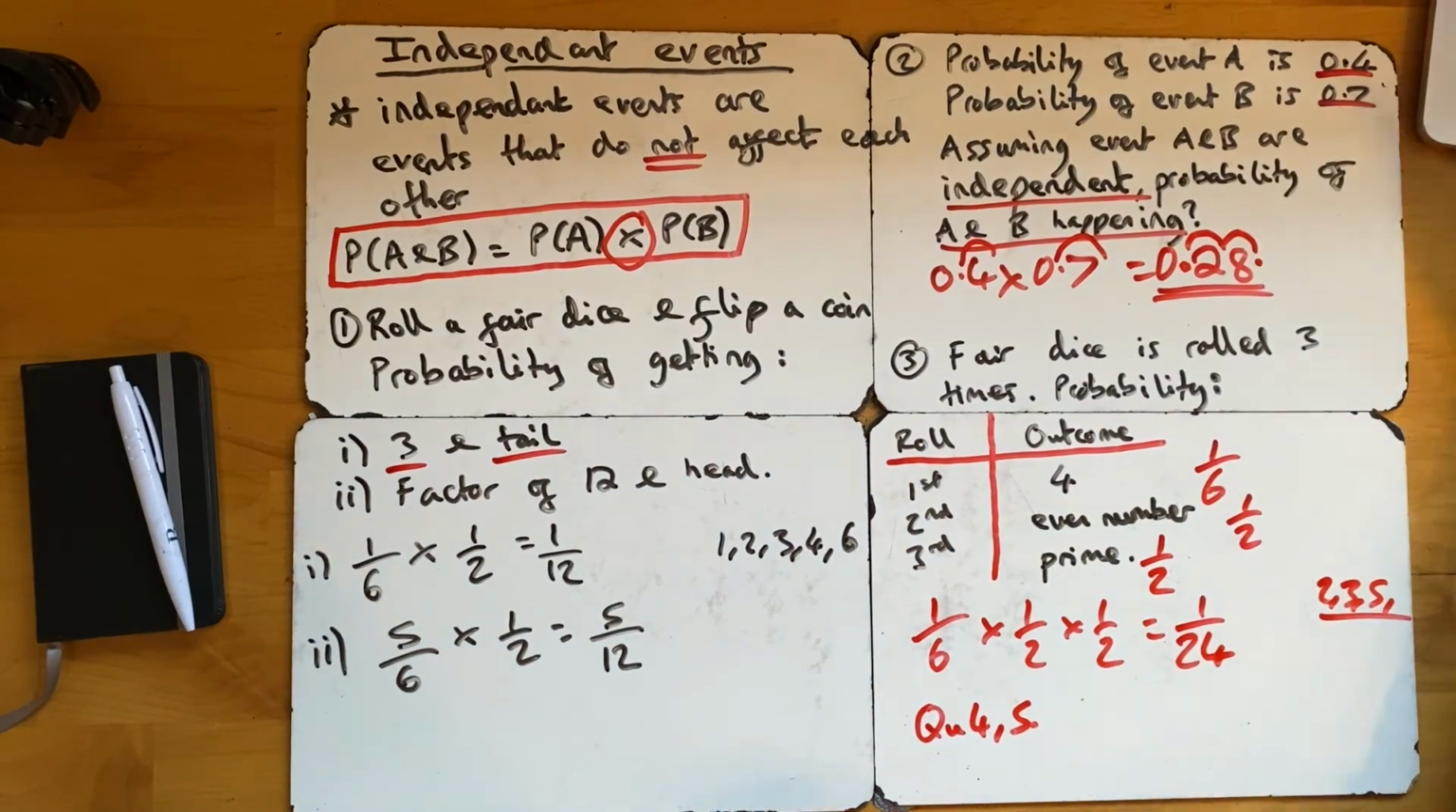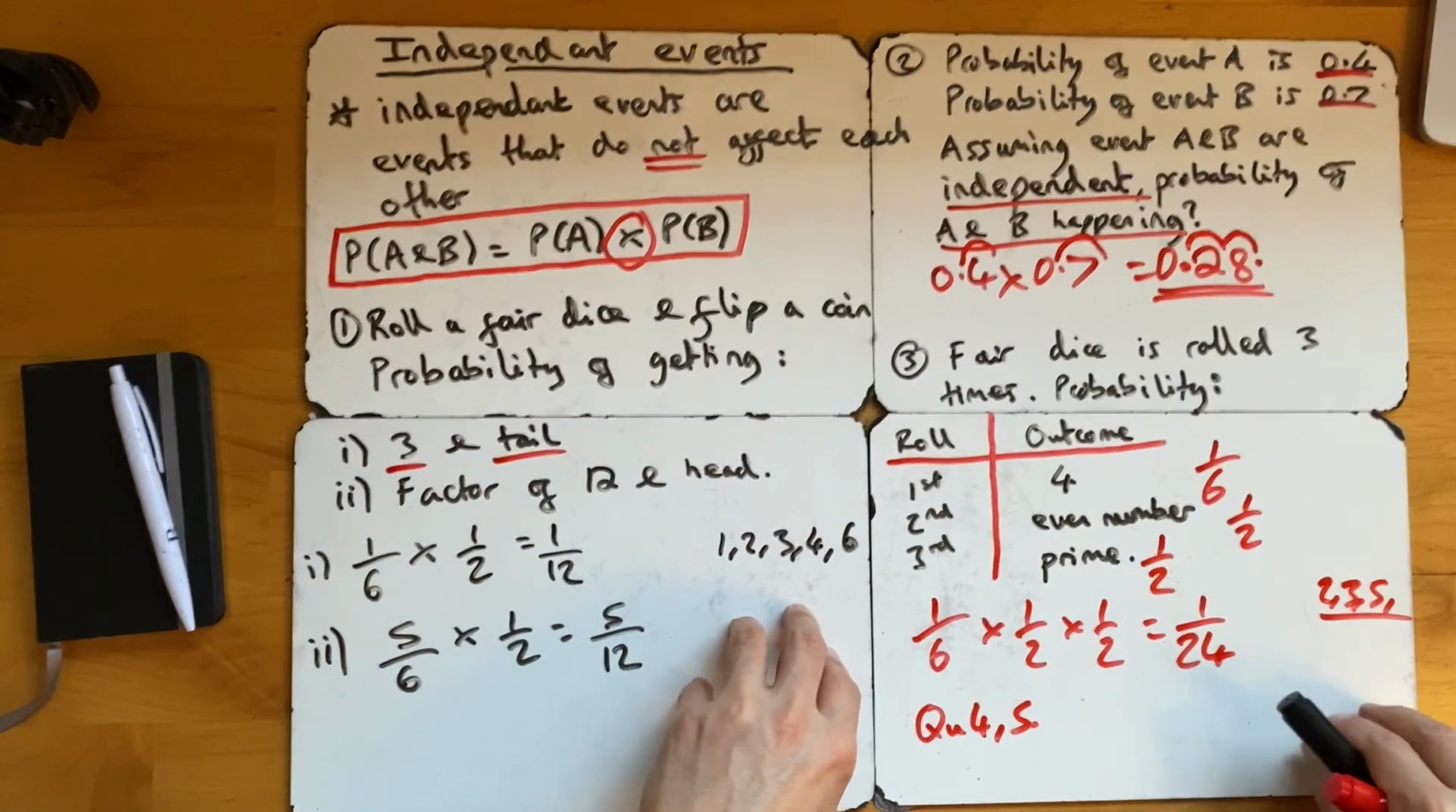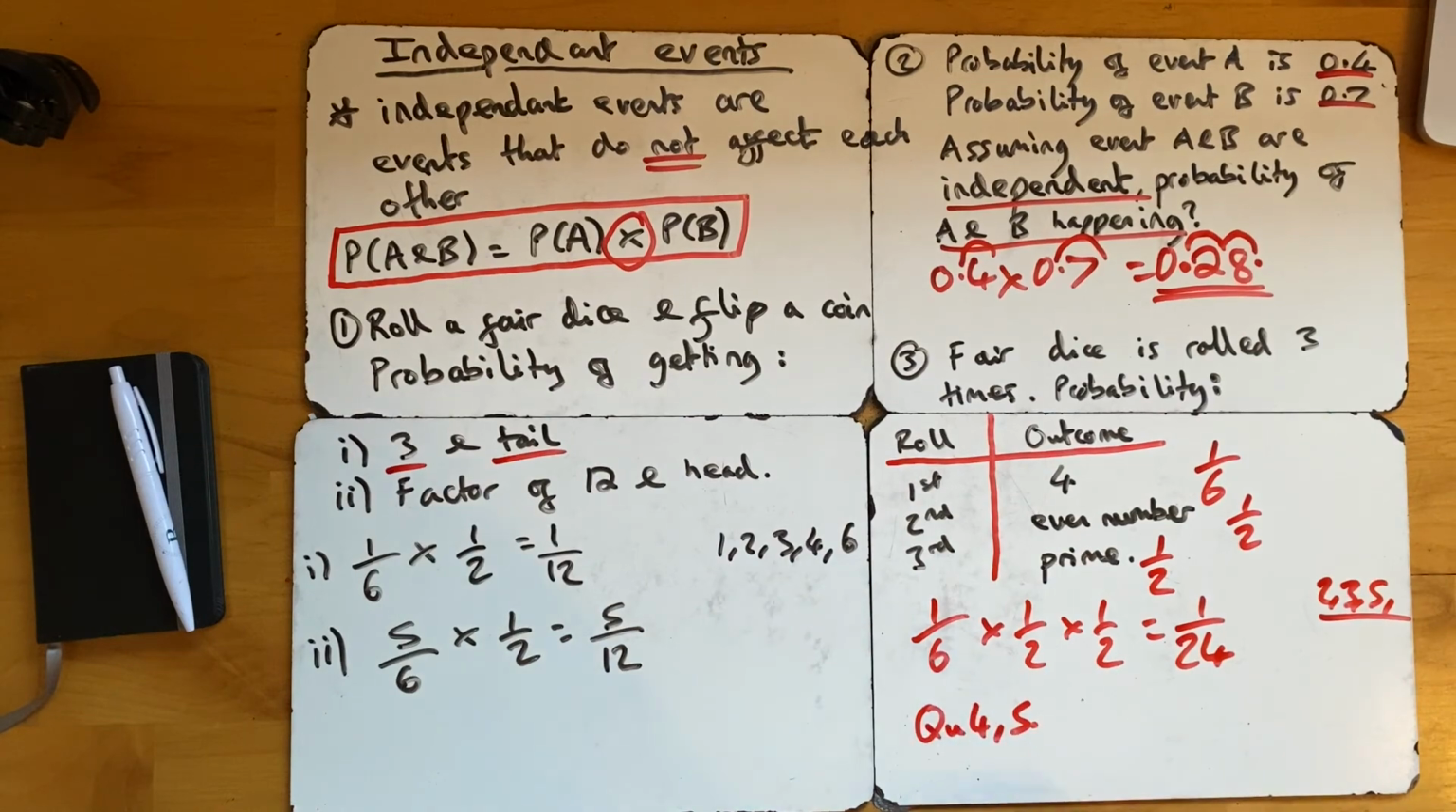And question 5, it says, what is the probability of both dice showing a factor of 12? Okay, well, you're rolling a dice twice, which seems independent, but because they're asking what's the probability of both dice showing a factor of 12, well, the first result, again, is going to affect the second result. So you're going to have to draw a sample space diagram again.